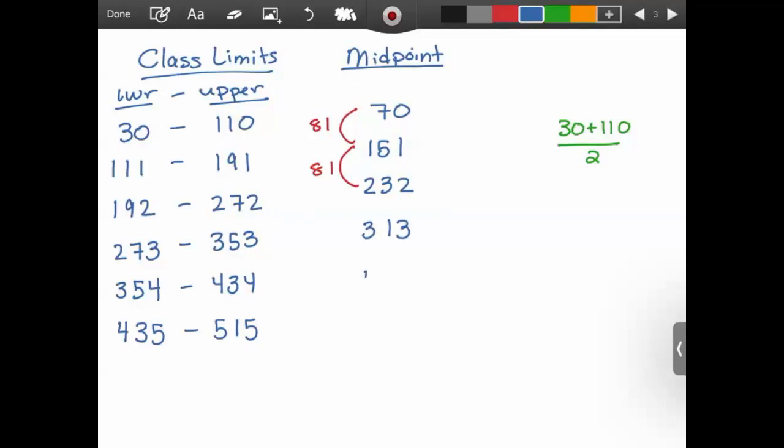Add 81 again. That gives me, oops, not 4. That gives me 394. And then add 81 again, and it gives me 475. All right.